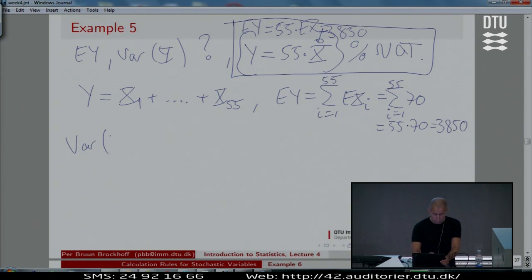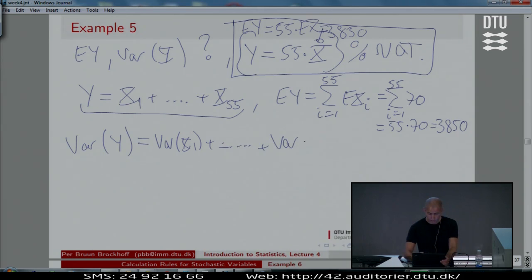Let's go for the variance of y. Using the rule I just told you and using the correct choice of y tells me that it would be the variance of x1 plus, all of them, variance of x55. What was the variance of the individual x? That was 100 kilo, right? 10 squared, 10 kilos squared. The variance was 100 kilos.